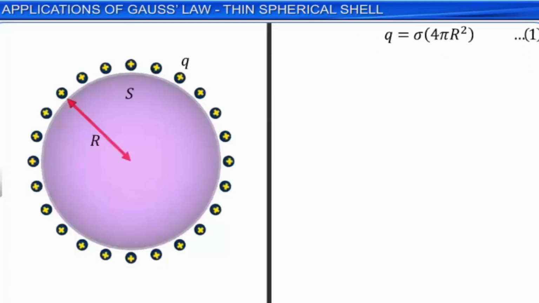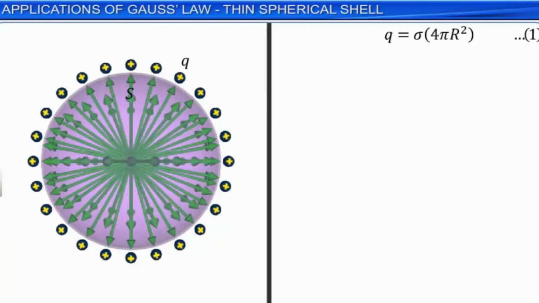The electric field due to the uniformly charged thin spherical shell has a spherical symmetry. That is, every point on the surface of the shell is at the same radial distance from the center of the shell. The electric field strength at any point is equal in magnitude and is directed radially outward, that is, along the radius vector joining the point to the center of the spherical shell.